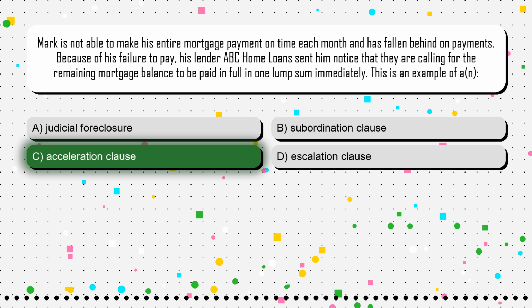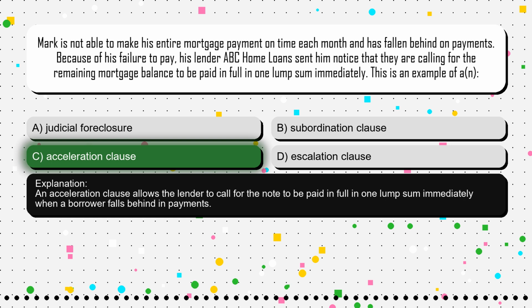The correct answer is option C, acceleration clause. An acceleration clause allows the lender to call for the note to be paid in full in one lump sum immediately when a borrower falls behind in payments.